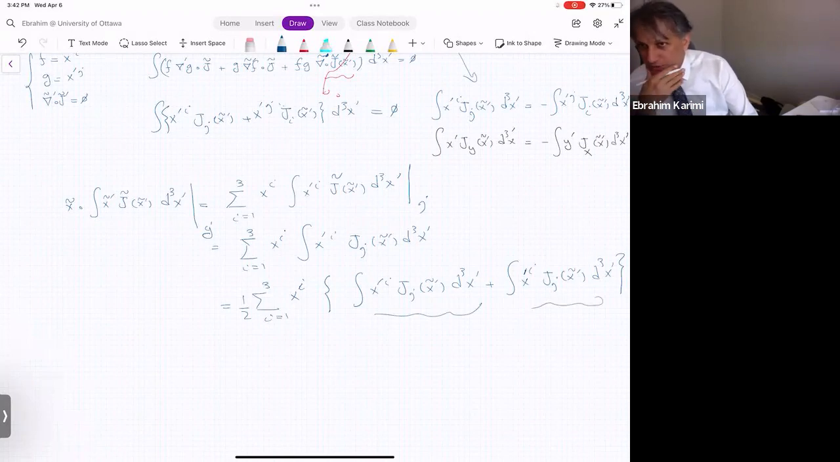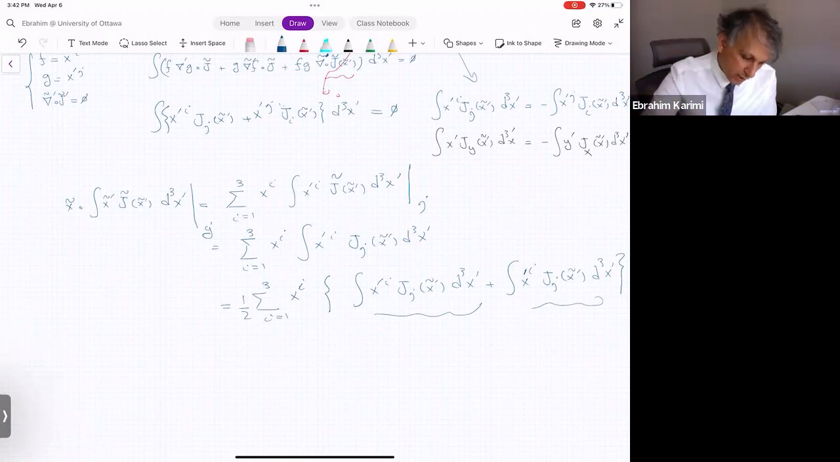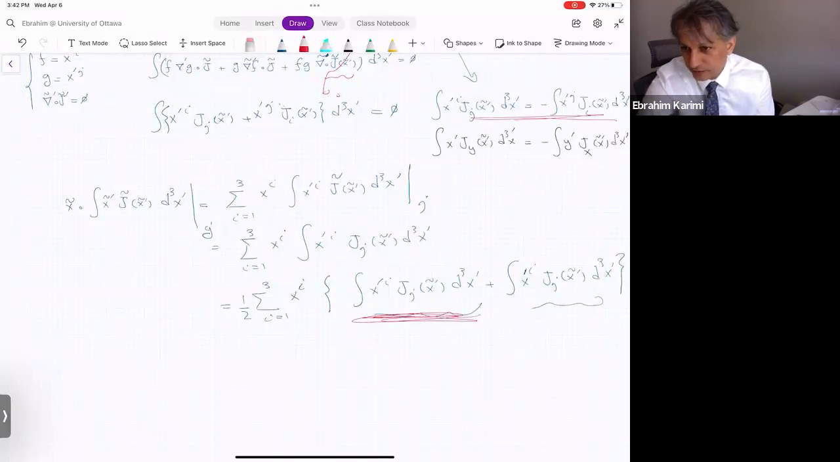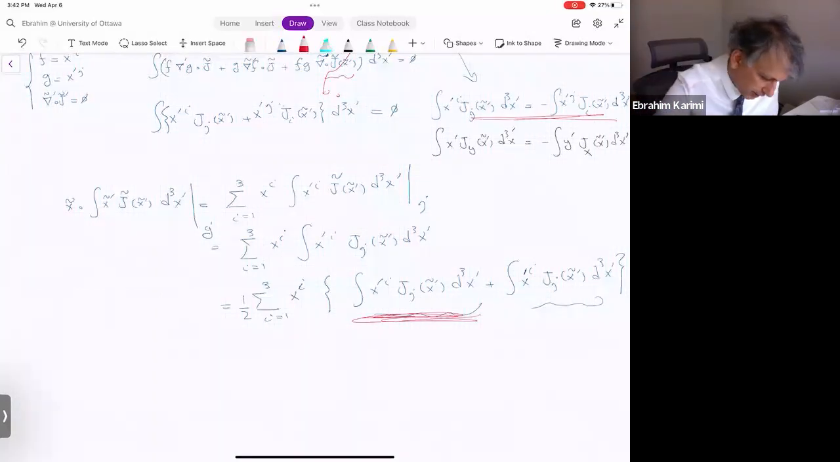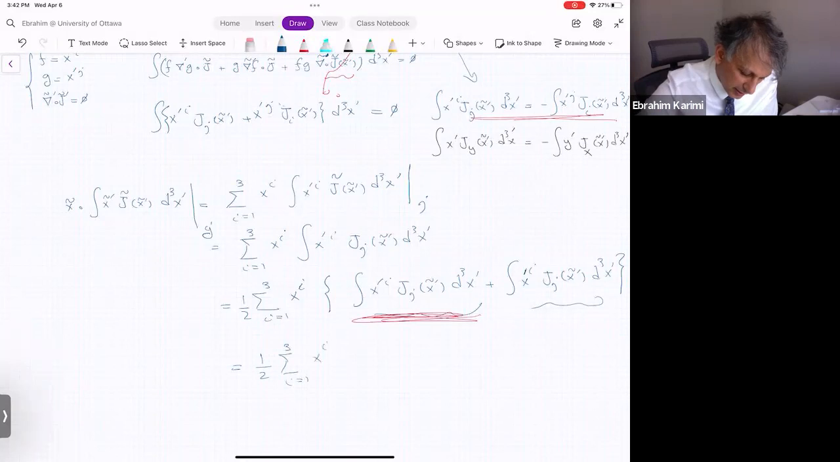Why am I doing that? Because I want to make an antisymmetric expression. So look at this one, and look at that expression. Can I replace it with a negative sign, just by swapping the i and j indices together? Let's do that. So that will be 1/2 of the sum over i from 1 to 3 of x_i, times the integral of x'_j j(x') d³x'. Or I can also swap, since it's the same integral, with the negative sign. Let me add a negative sign here, plus x'_i j(x') d³x'.